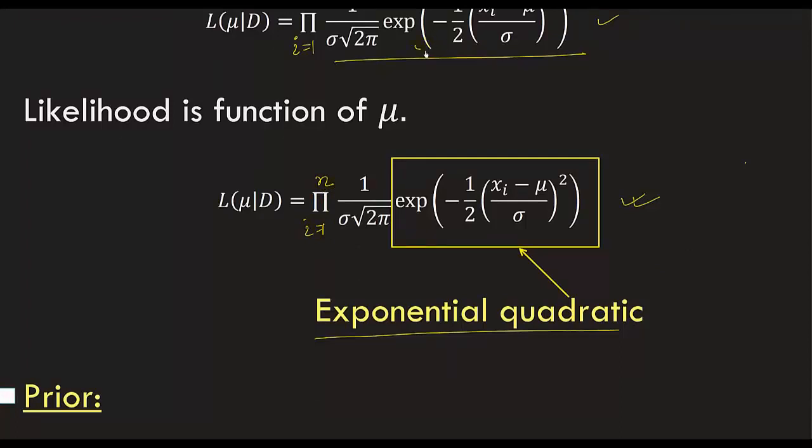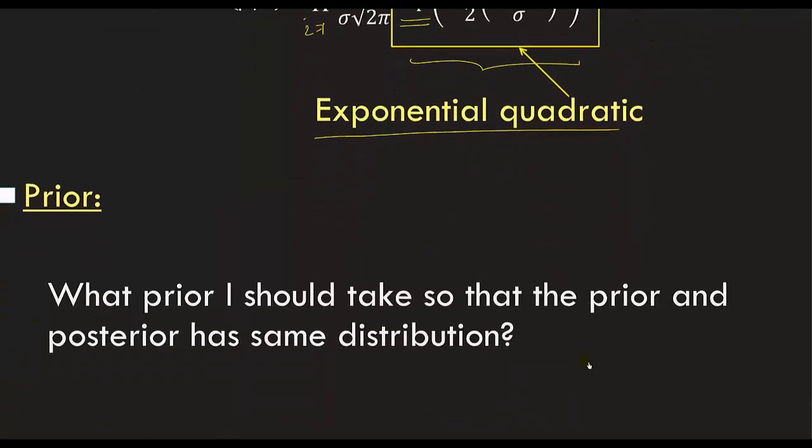Now if you look at this term here, you see that this function is quadratic in mu. If you expand it, it becomes xi square plus mu square minus 2 xi times mu, divided by 2 sigma square. So this function is basically quadratic in mu, and it is also an exponential function. We generally call this an exponential quadratic. So the likelihood function is an exponential quadratic. Now let us discuss the prior.